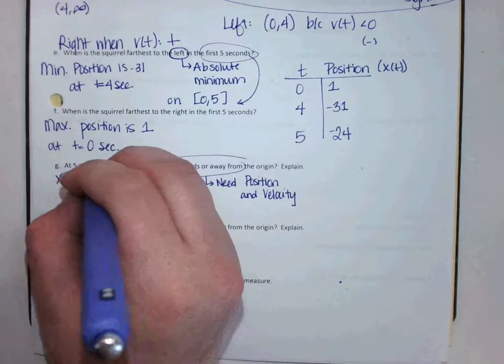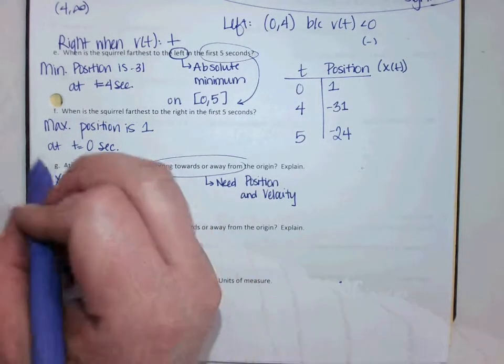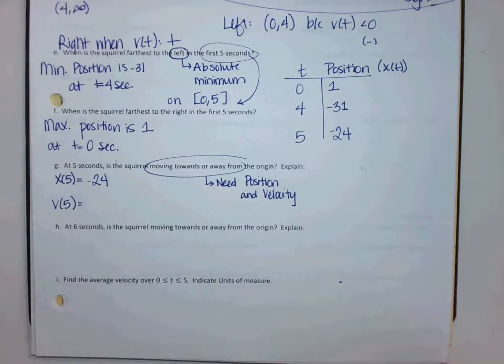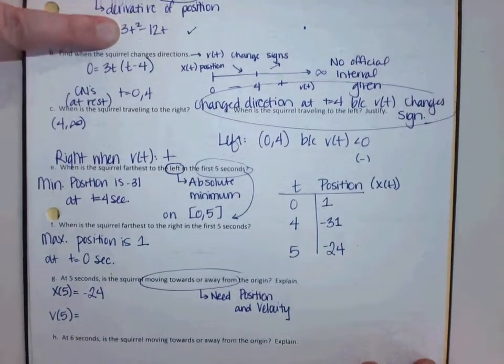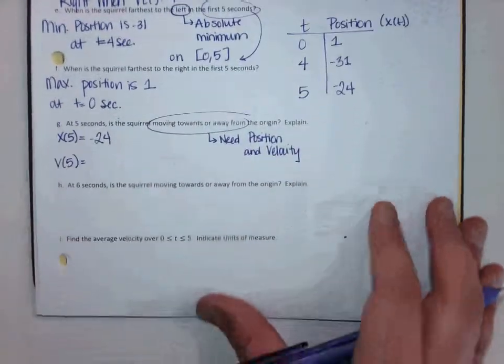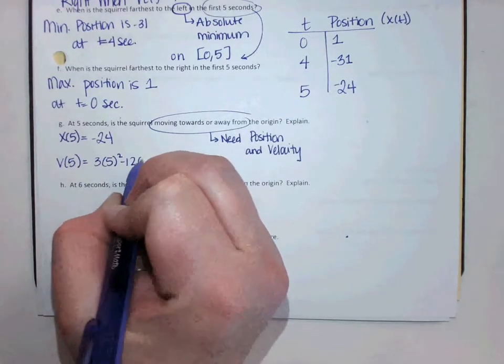What was my position at 5? Negative 24. That tells me where my squirrel starts. What else do I need? My velocity at 5. And I'm going to plug in, if you look right here, I have my equation. It's 3t squared minus 12t. So it's 3 times 5 squared minus 12 times 5.